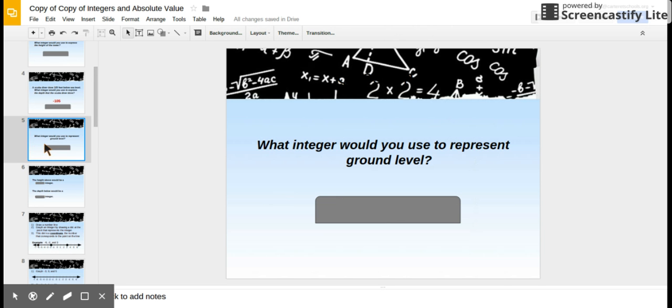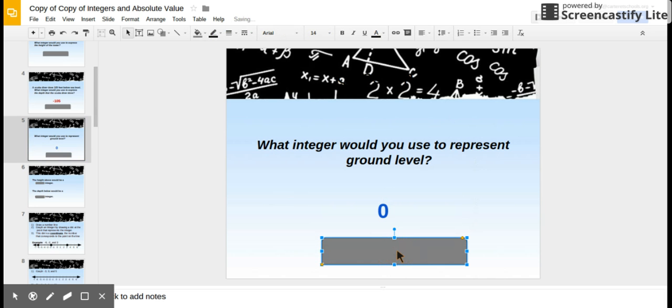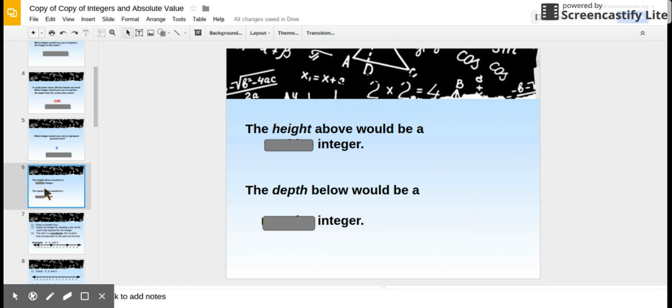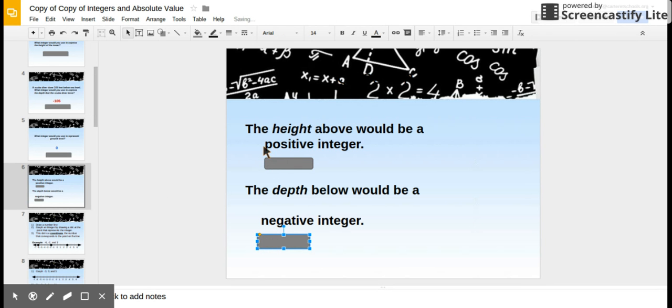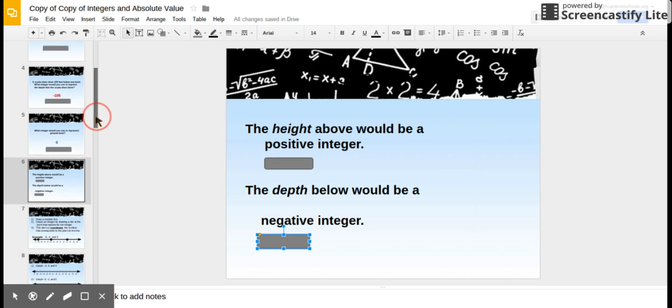What integer would you use to represent ground level? Okay, well, think about this. Ground level means that it's neither positive nor negative, so 0 is what you would use to represent ground level, right? All right, the height above an integer would be a positive integer. The depth below would be a negative integer. Okay, so above, positive, below, negative.